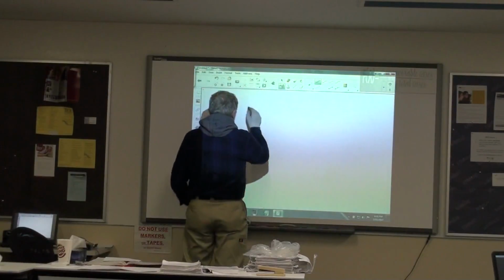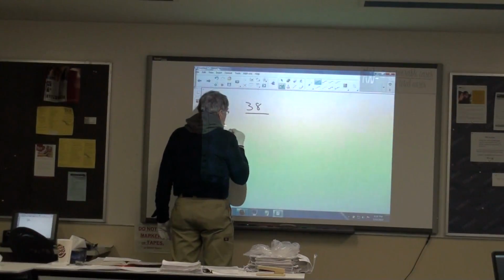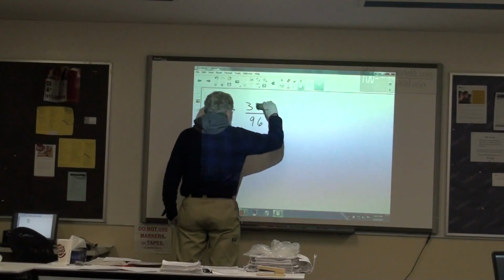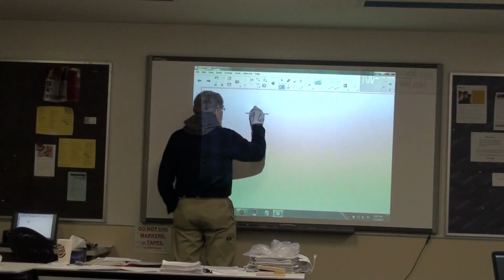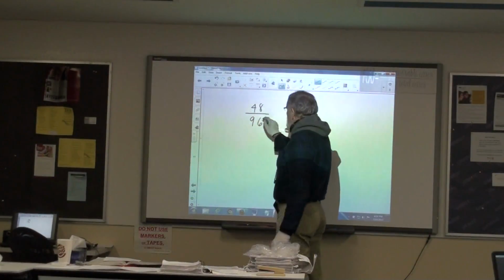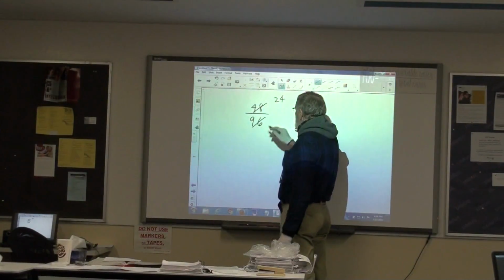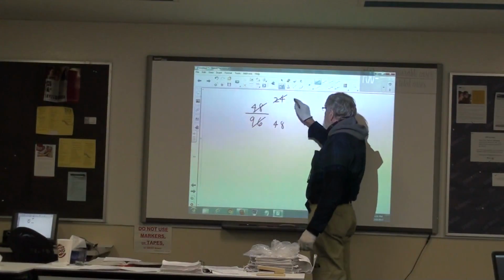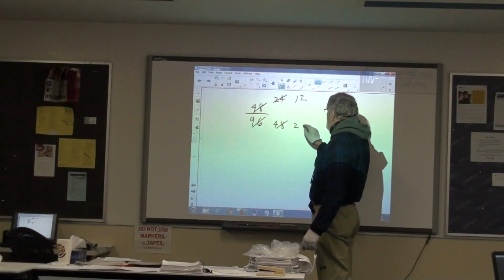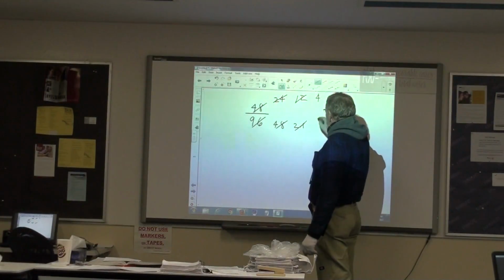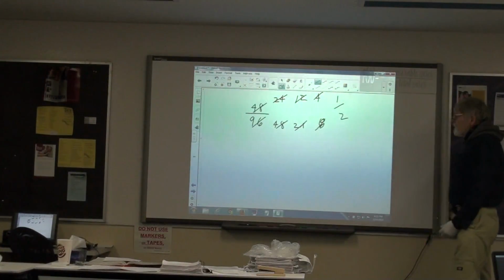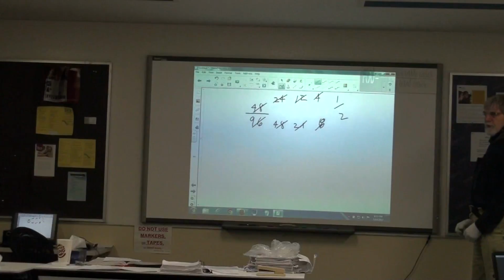Now, let's try another one. Let's try 48 over 96. First thing I notice is that they're both even, so I can divide them by 2. So I get 24 over 48. Now I notice they're both still even, so I divide by 2 and I get 12 over 24. Now I can divide by 3 and I get 4 over 8. Now I can divide by 2 and I get 1/2 for my answer. So you can always take itsy bitsy teeny weeny little steps and reduce it down.